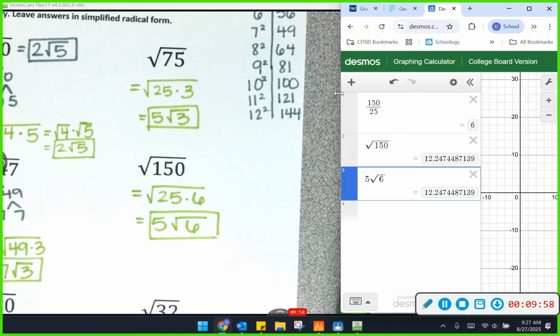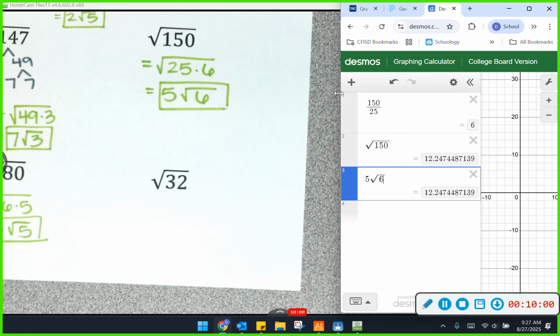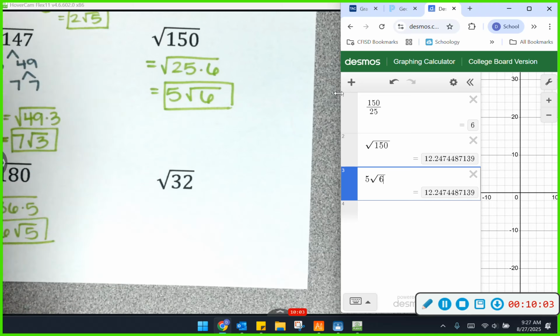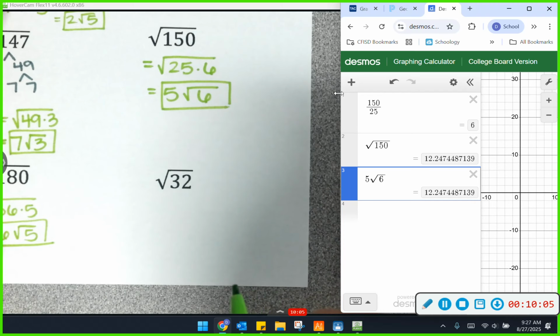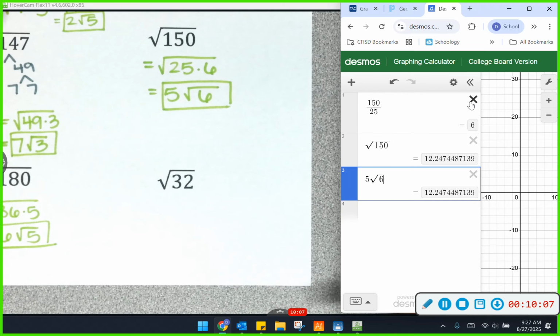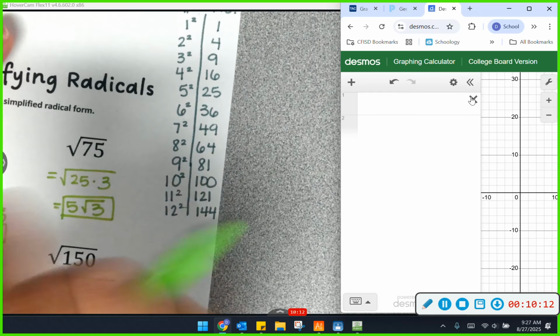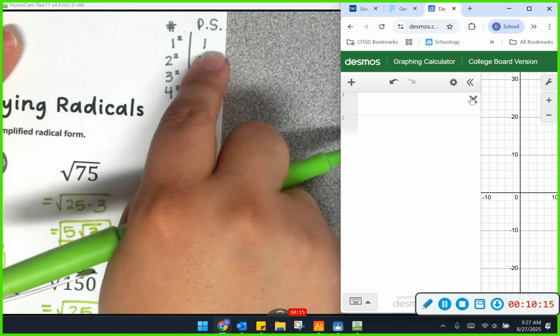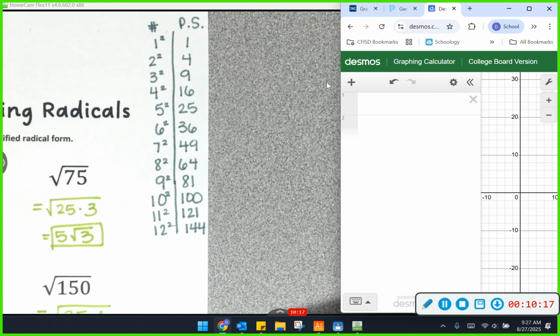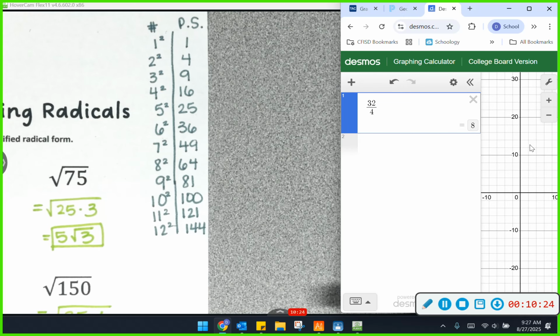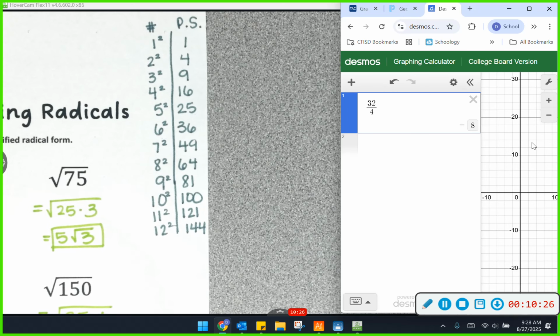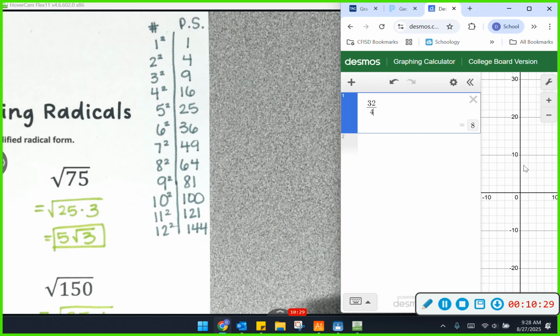All right. 32. What perfect square can I divide 32 by? 16. Okay, I'm so glad y'all said that. But would you also agree that you can do 4? Yes. But this is a perfect example why I want you to go down, up. Because if you do 32 divided by 4, you get 8, right? 4 and 8. 2 square root of 8 is not simplified enough. I can keep going. So that's why I want you to start with the bigger number, which is 16.